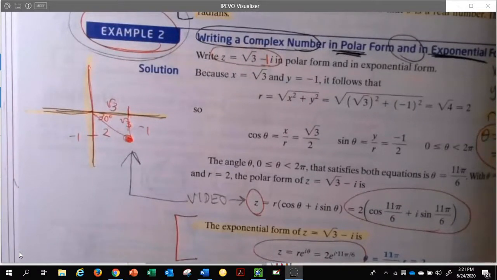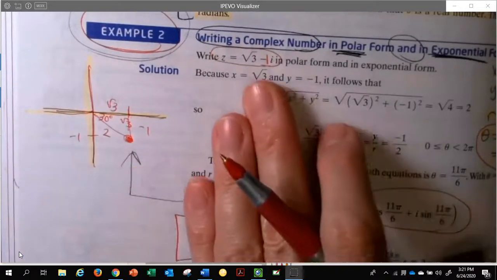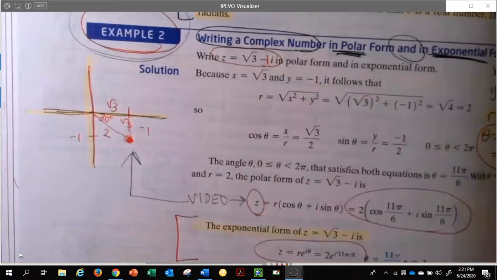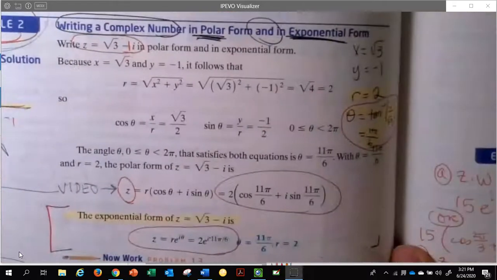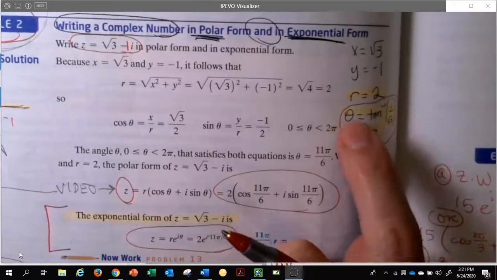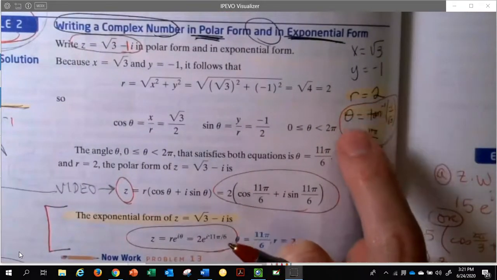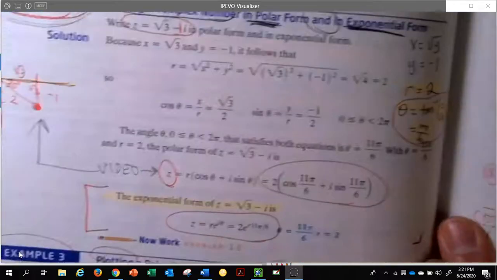You just got to be in and out of graphing. No, it's rectangular. Oh, wait, it's polar. Oh, wait, now we need to go to exponential. So this is what's not on his video. And so if you notice, I have pieces here, a theta and my r. My r is 2, and my theta is 11 pi over 6.